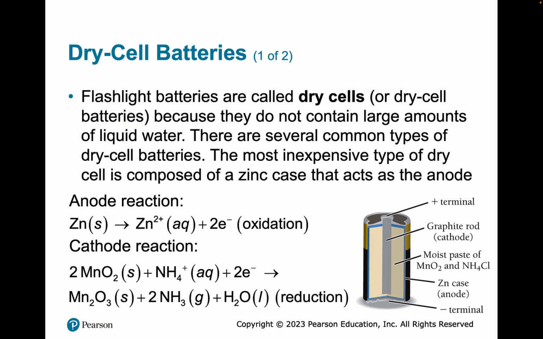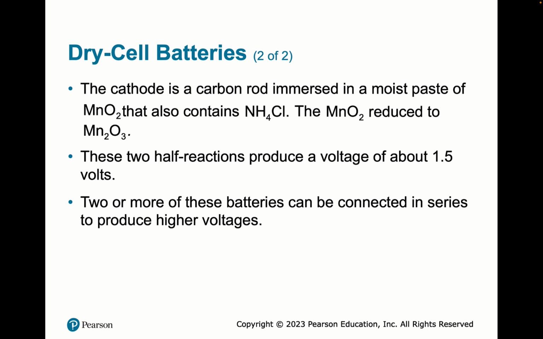and that's the anode. And the cathode reaction is you have manganese oxide forming, plus ammonium, to form manganese oxide plus 2 ammonia plus water. And typically in these cases, when the batteries die, it's usually the zinc. The zinc is the anode, and that's the one that dies. And this one produces a voltage of about 1.5 volts.